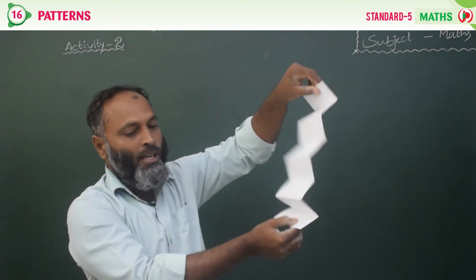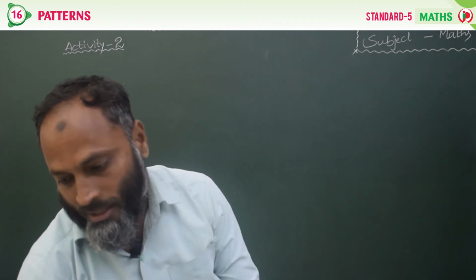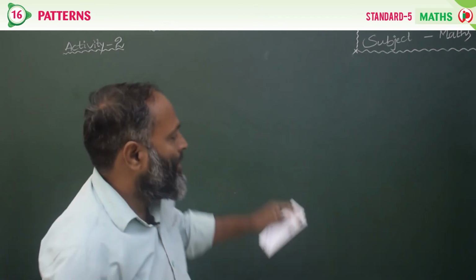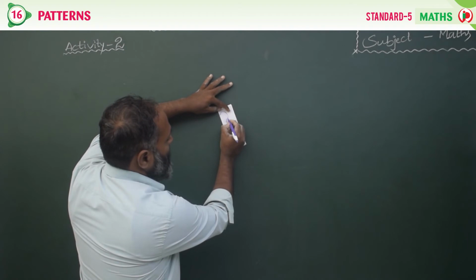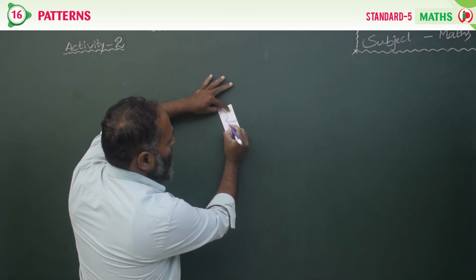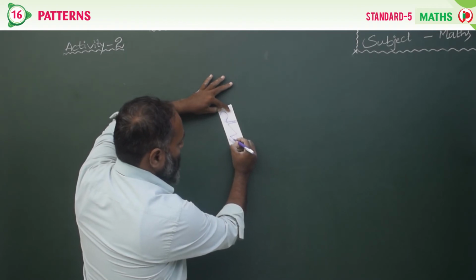Okay. Then after that what we should do, we should draw a picture. Like this we should draw a picture. In your textbook a picture is given. So you draw a girl like this, half of the girl. So like this you draw a picture on your zigzag paper.